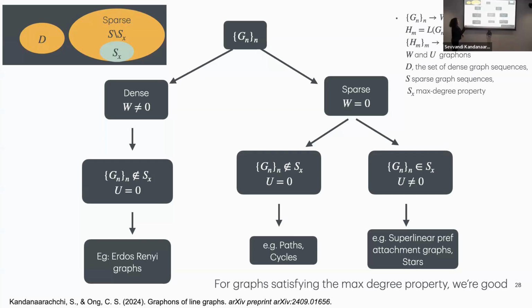If you're in S sub x, which is the max degree graphs, then U is not equal to zero. What are the graphs that are there? Superlinear preferential attachment graphs are there, and stars are there as well. Basically, if you have these very strong hubs that are growing at a certain rate, then they're there.